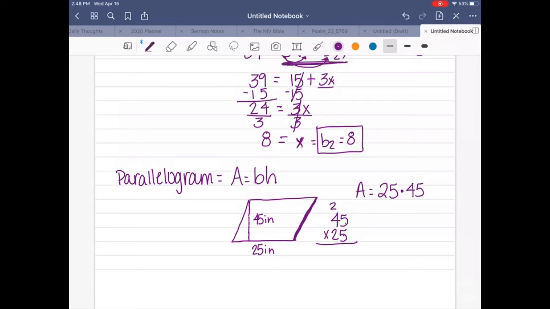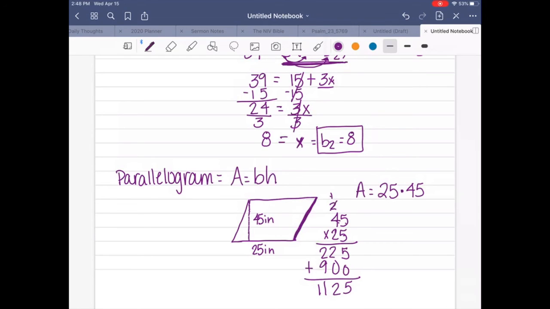So 5 times 5 is 25. 5 times 4 is 20 plus 2 gives you 22. Add that 0. 2 times 5, that's 10. And 2 times 4 is 8 plus 1 gives you 9. So then I add these together. That's 5, 2, and 11.